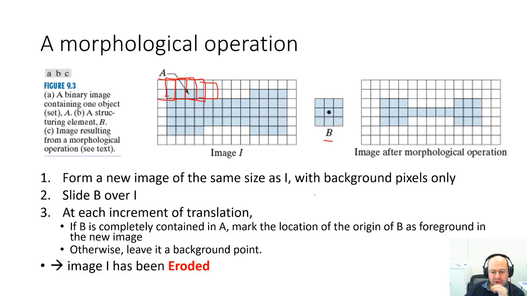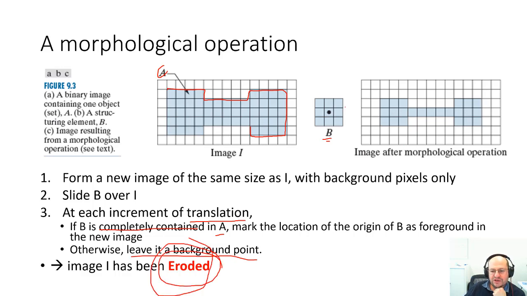At each increment of the translation, if B, the structuring element, is completely contained in A, the foreground object, we mark the location of B as foreground in the new image. Otherwise, leave it as a background point. This is the operation called erosion.